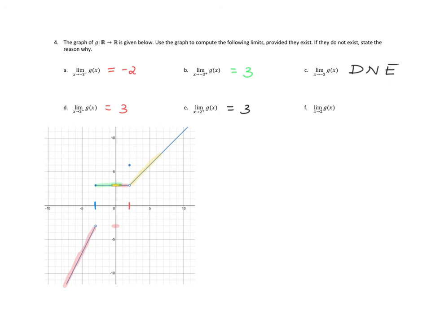So overall, does the limit as we approach 2 exist? The answer is yeah, it's equal to 3. So it's kind of like a trick thing to look out for here, a little bit of a trick. The function equals 6 at 2, but that is irrelevant.